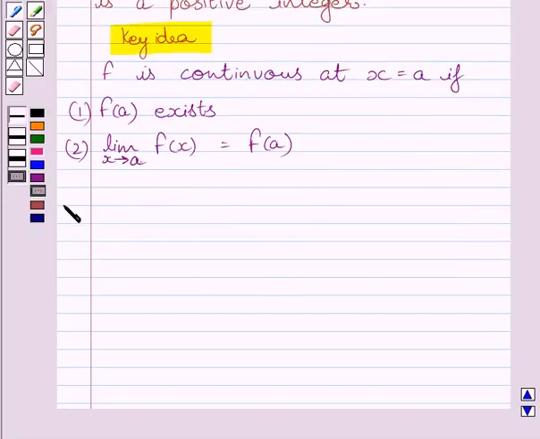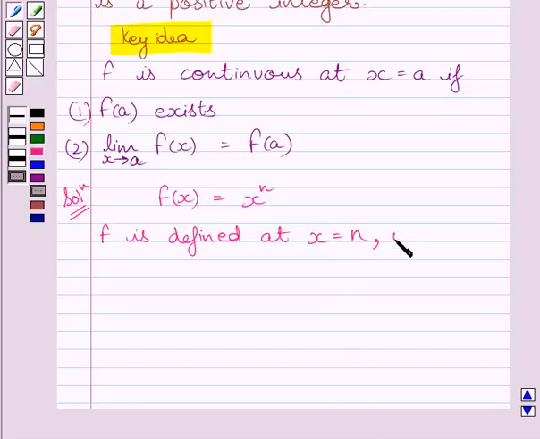Let us now start the solution. We know function f is given by f(x) is equal to x raised to the power n, where n is any positive integer. Now we have to find if the given function is continuous at x is equal to n, where n is a positive integer. Now clearly we can see at any positive integer n, given function is defined. So we can write function f is defined at x is equal to n, where n is any positive integer.